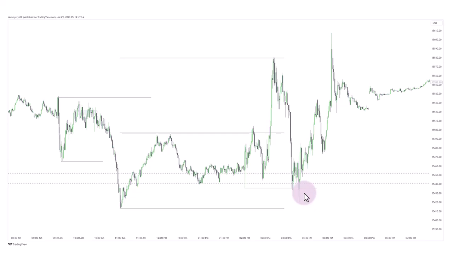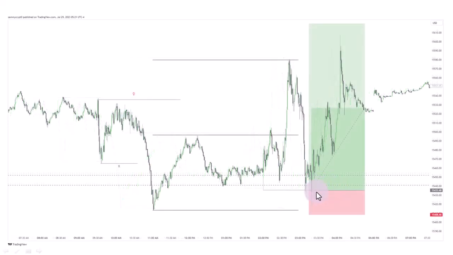Now note this also: if you have a 1 minute discount that is totally efficient, you can go back to the 5 minute and check if the 5 minute has a fair value gap in that discount or that premium. I'll explain this further. But for this, this was my entry. Price takes out that low, and there is my entry.